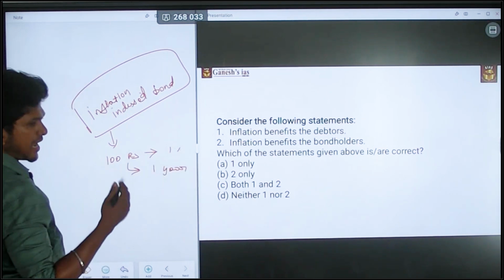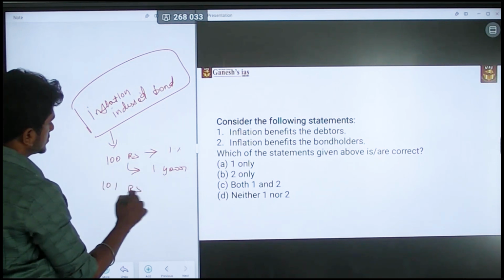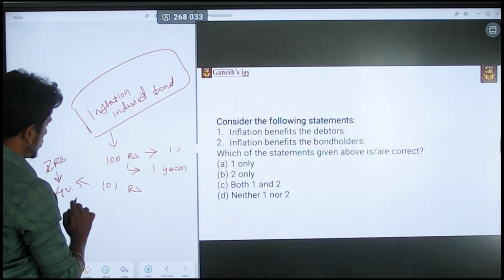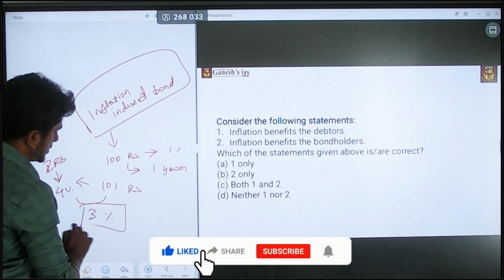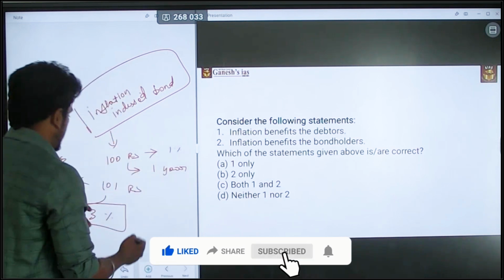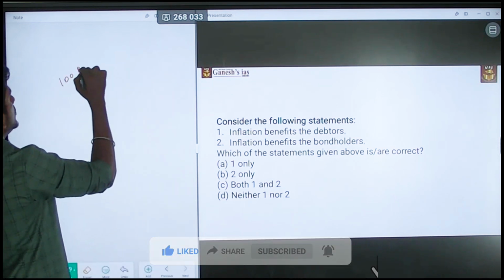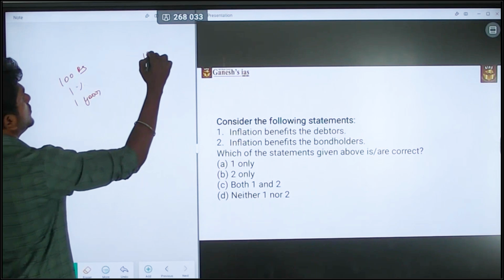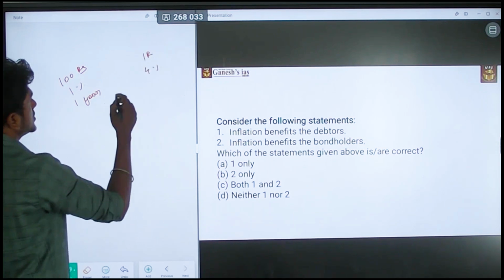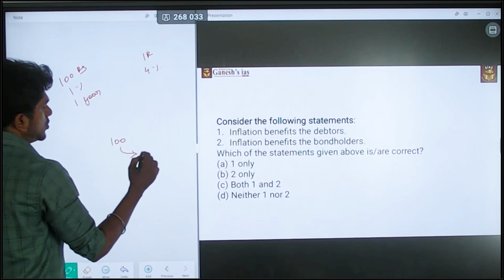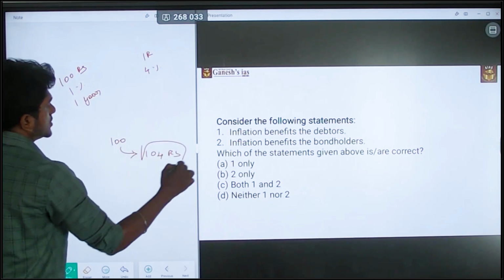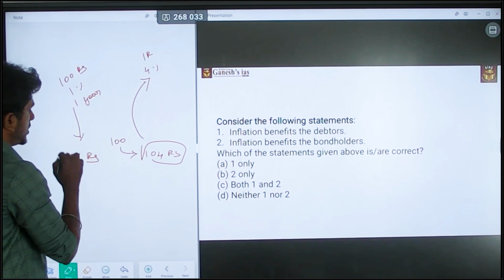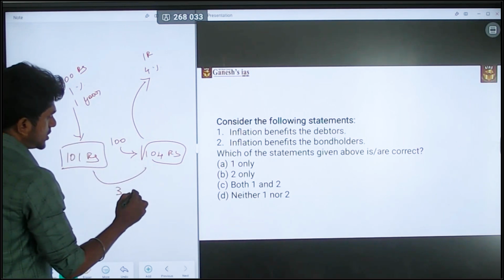So what you are thinking is that after 1 year you are going to get 101 rupees, but the market inflation rate is 4%, which means you are going to lose 3%. Let me make it clearer. 100 rupees is the bond amount and the interest rate is 1% for a 1 year maturity period. Here the inflation rate in the market is 4%, which means a product that is 100 rupees now will be 104 rupees after 1 year. That is what the inflation rate means. After 1 year, you are going to get only 101 rupees, which means you are losing 3 rupees.